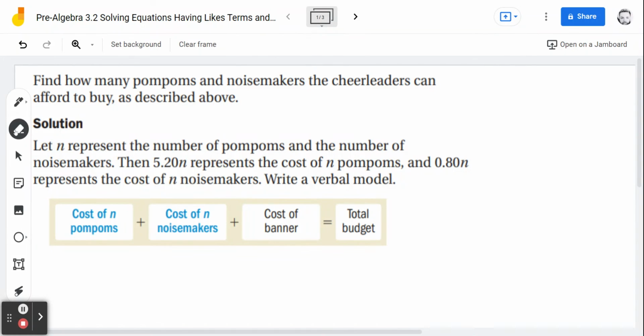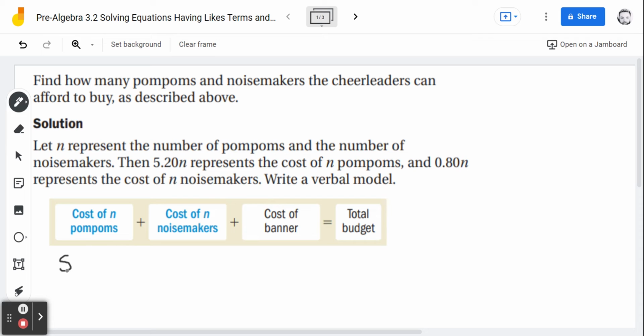All right. So it says find how many pom-poms and noisemakers that cheerleaders can afford to buy as described above. I forgot to copy it down, but I'll just tell you. And then it says let n represent the number of pom-poms and the number of noisemakers. And then 5.20n represents the cost of the pom-poms, and 80 cents is how much the noisemakers cost. So you're going to get one set of pom-poms and one noisemaker, and the banner is a total cost too.